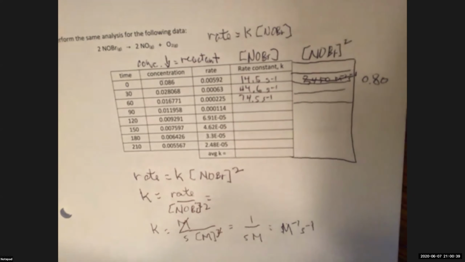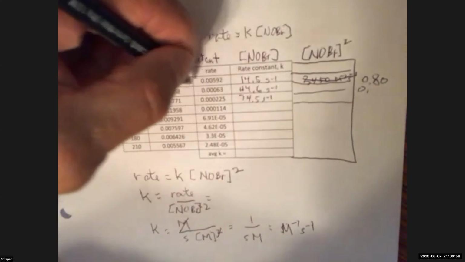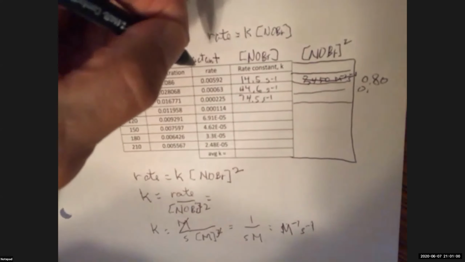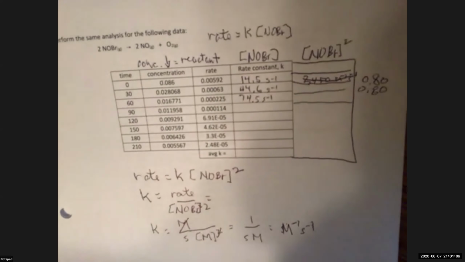Divided by concentration, 0.02806 squared equals, a little better, 0.80 with 2 sig figs here because there's only 2 there. Also 0.80. Let's do the third one, just for good measure.